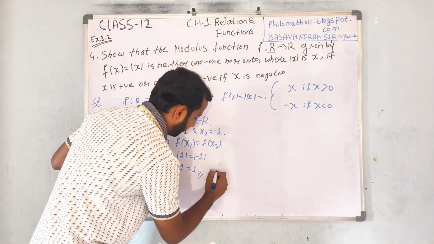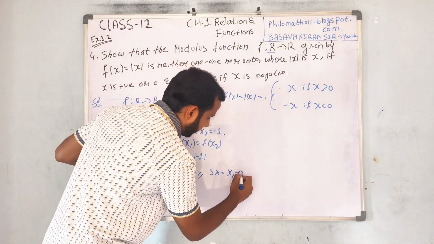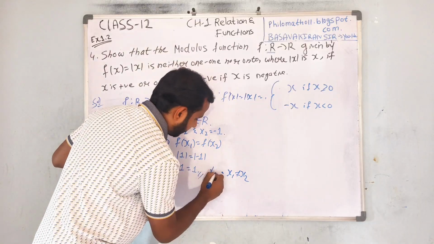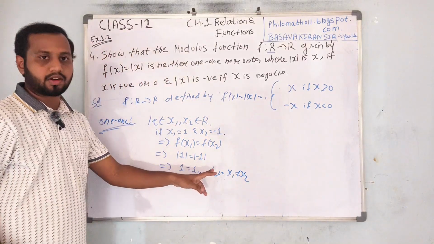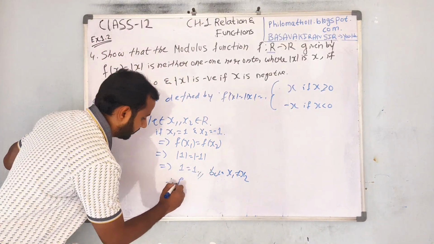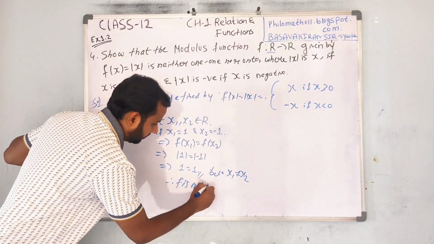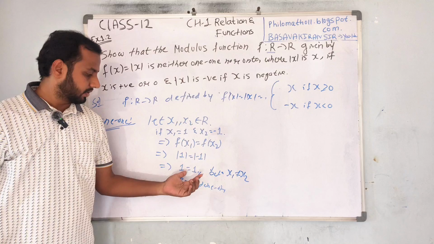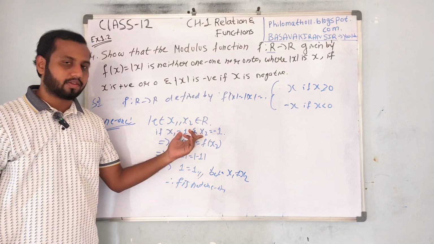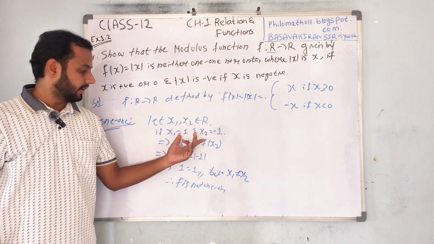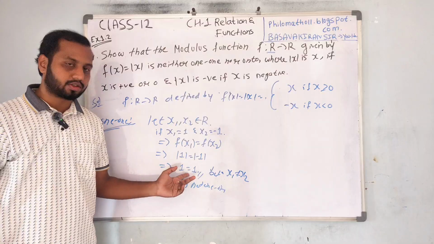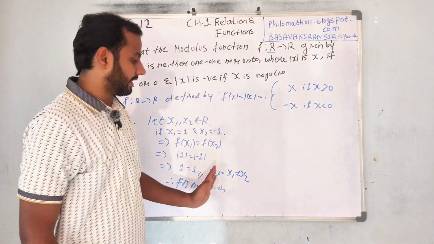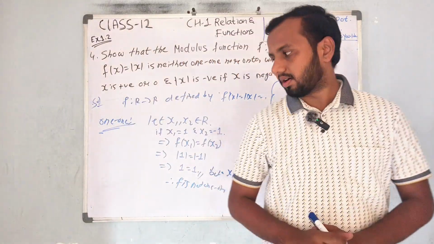Since x1 is not equal to x2, therefore f is not 1-1. Whenever you take x1 not equal to x2, you should get an answer that is also not equal. If you take equal, then you should get equal. Here, x1 is not equal to x2, so the answer should also be not equal, but we are getting equal, then I can say the modulus function is not 1-1.